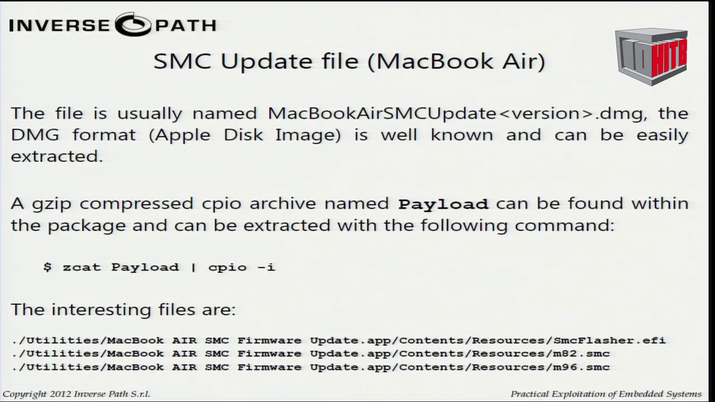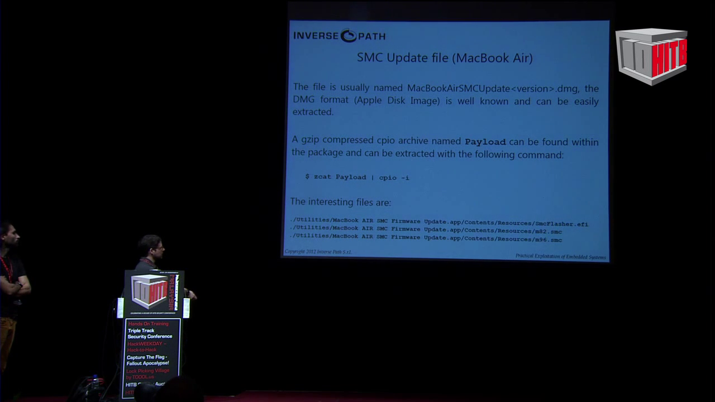You know, you can do all of this on Linux. It doesn't matter where you do it. You don't need to be on Mac OS X. You get a gzip compressed CPIO archive named payload, which contains some interesting files. So one, you get an EFI binary, and you get two SMC files, which actually contain the firmware.